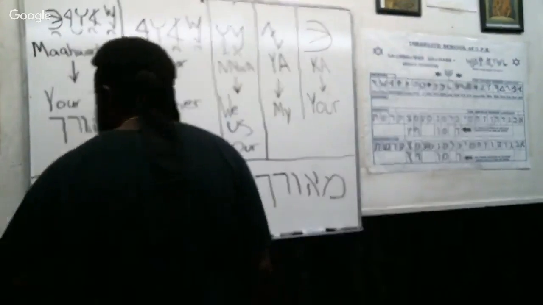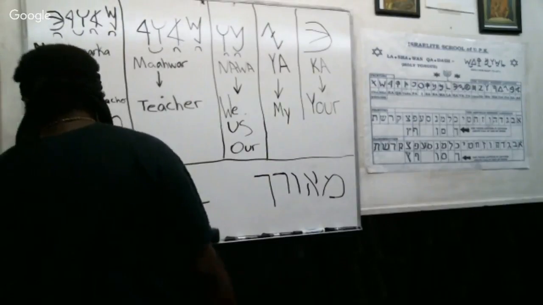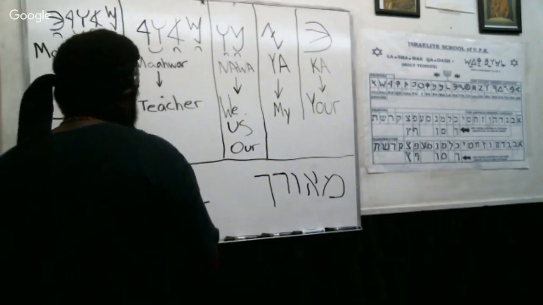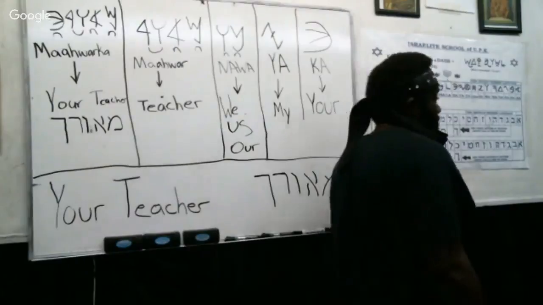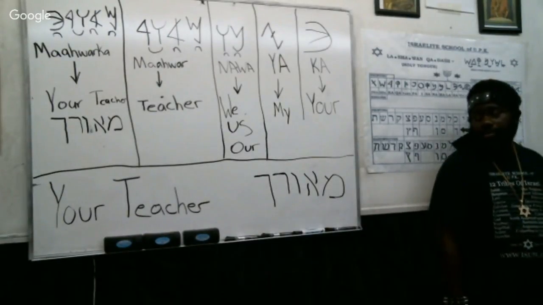Nawa meaning we, our, or us, and then Ma'awar meaning teacher or teach. And it will be we teach. It will be a different word or a different sentence. The sentence would be different.